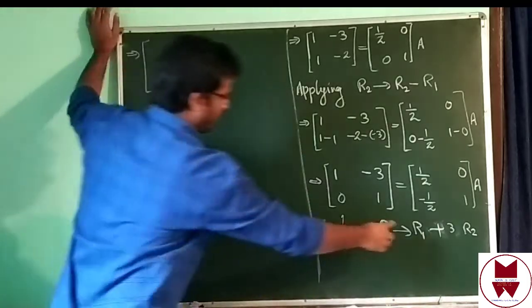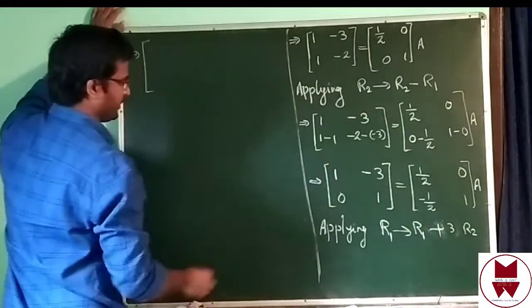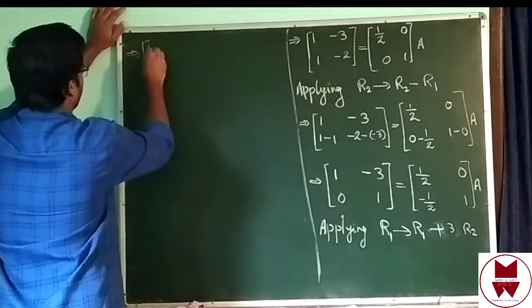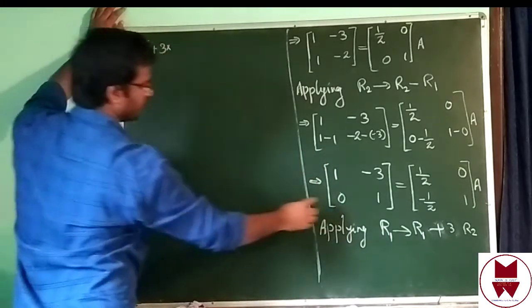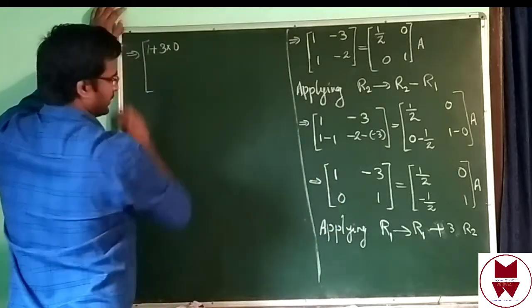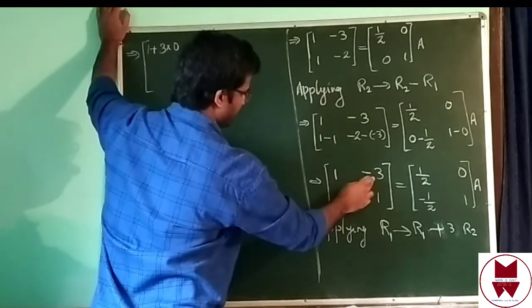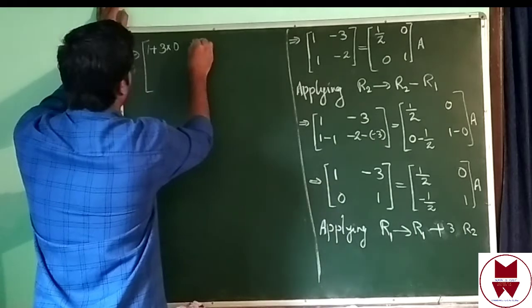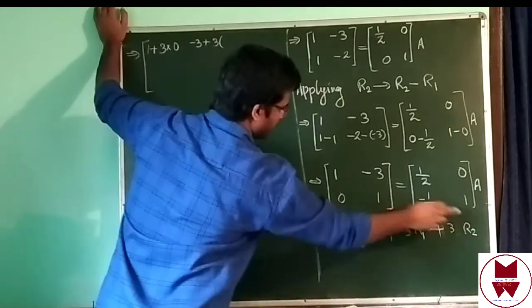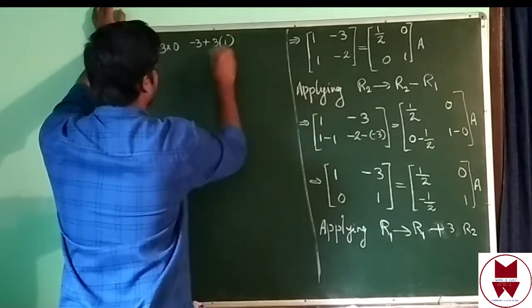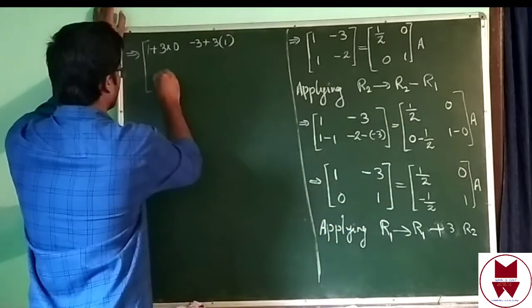Matrix R1 plus 3 R2. R1 in here 1 plus 3 R2. What is R2? R2 is 0. Again, R1 is minus 3, minus 3 plus 3 into R2. R2 is 1. Second row no need to change. 0 and 1.